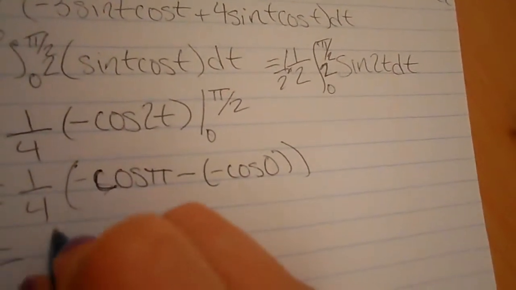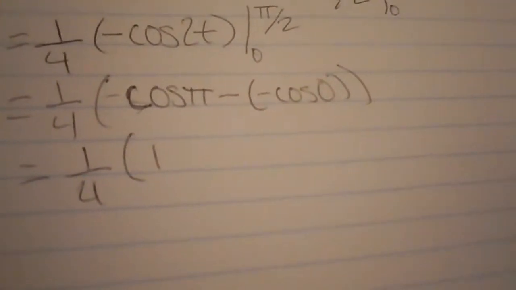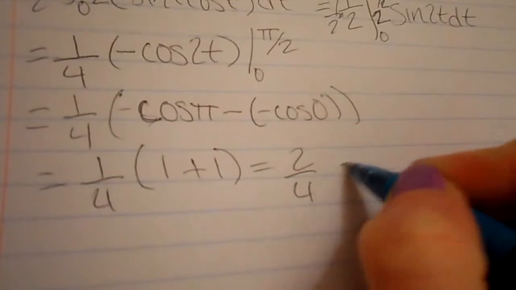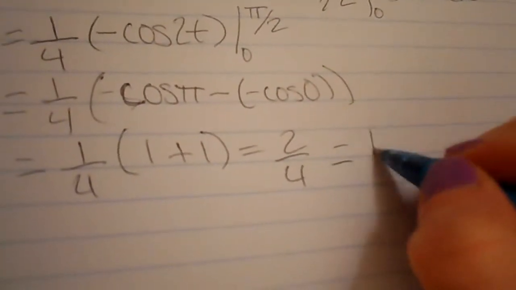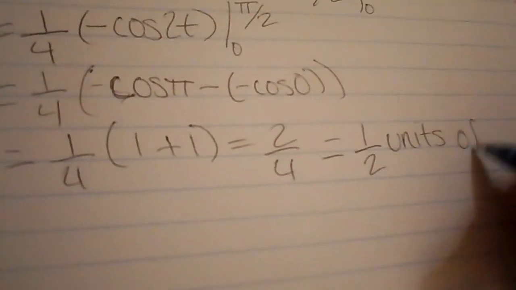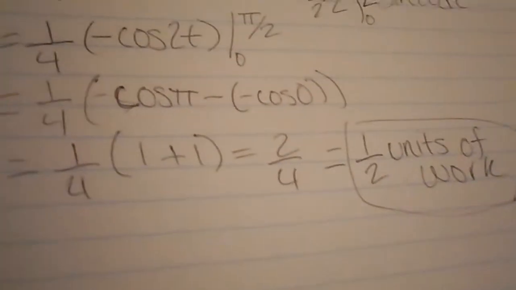So this gives us 1/4 times, now the cosine of pi is -1, and we have the opposite of that, so we'll have 1. And we really have a plus the cosine of 0, which is also 1, so we have +1, which gives us 2/4. And we have our answer as 1/2 units of work. Thanks very much.